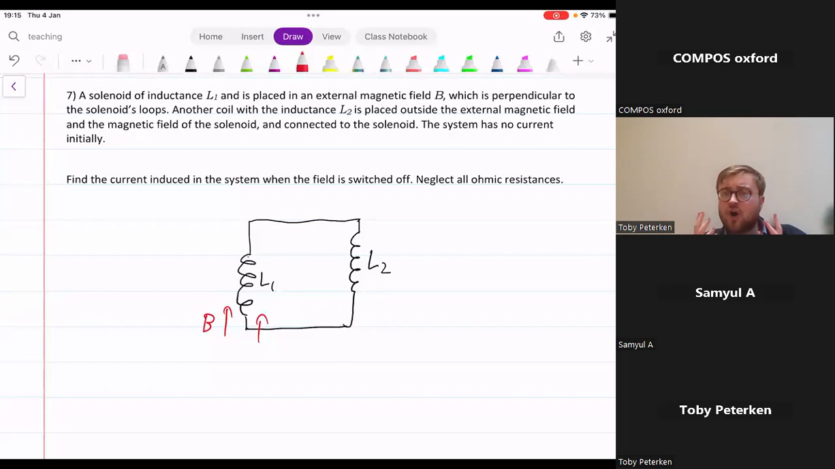So there's quite a lot going on here. There's no resistors, so surely the current might be infinite. But if the current was to become infinite, the current would be changing infinitely quickly, so the inductors would create an infinite voltage.